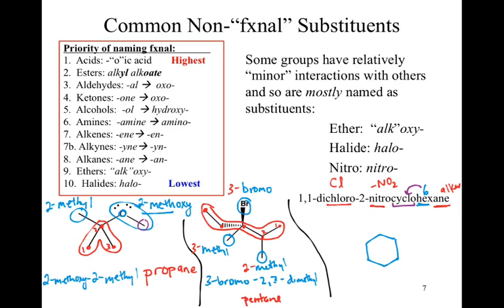Okay, well, where is position 1 on the ring? Doesn't matter. I can put it anywhere I want. So I'm going to put my chloros at these positions. Okay, yes, those are C's. Okay, and then at position 2, I have a nitro. So position 2, nitro. And I now have the structure for 1,1-dichloro-2-nitro cyclohexane. So it's just a question of kind of compiling the pieces, putting it all together.